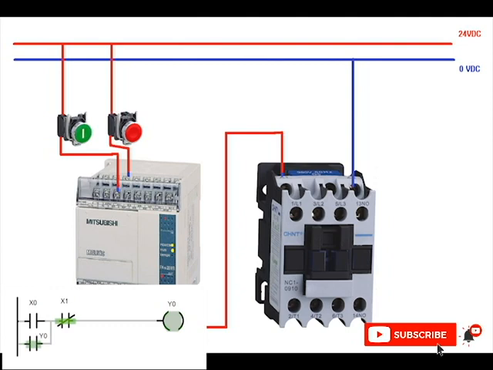Now to de-energize the output coil, we will press the stop button once. It will cut the path as it is used as a normally closed contact. By pressing the stop switch, it will open that contact. Now this is the basic example to understand ladder logic.